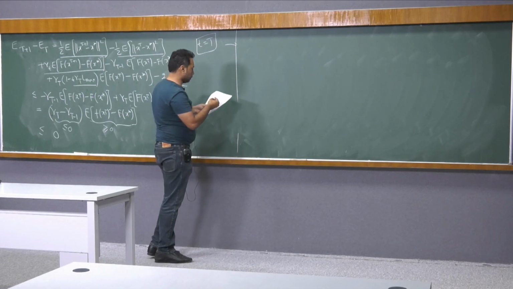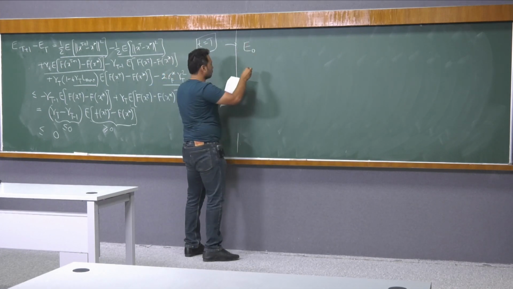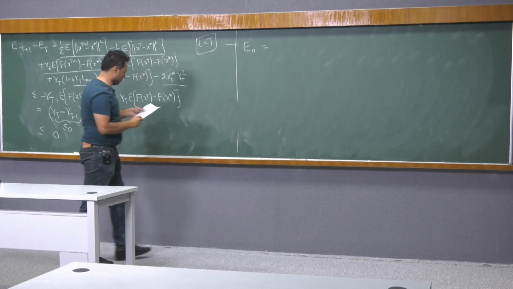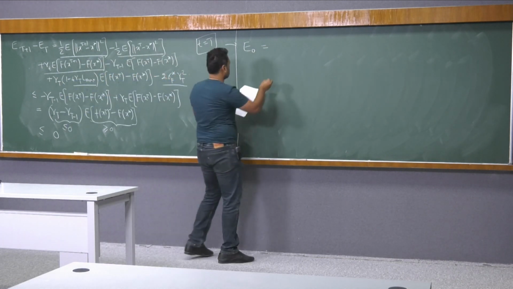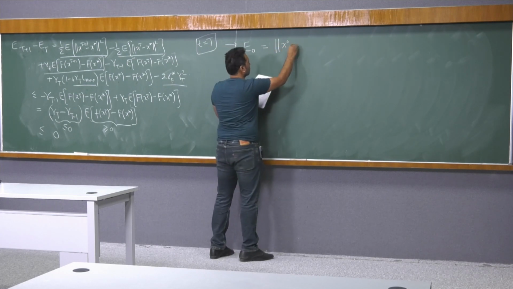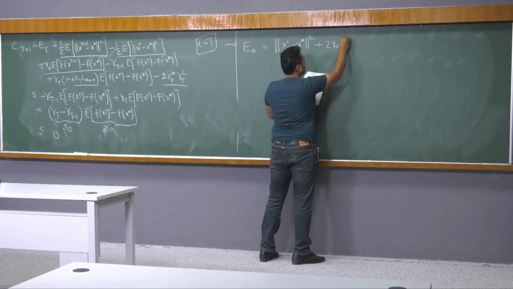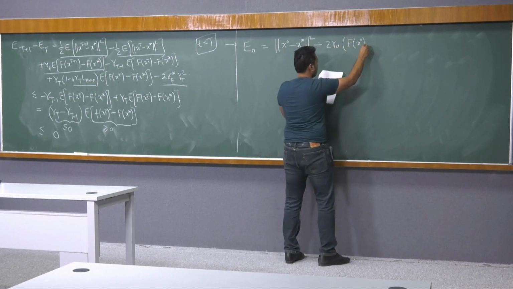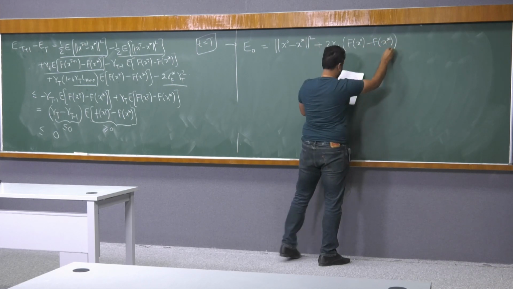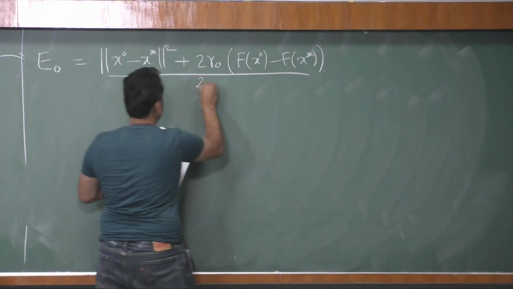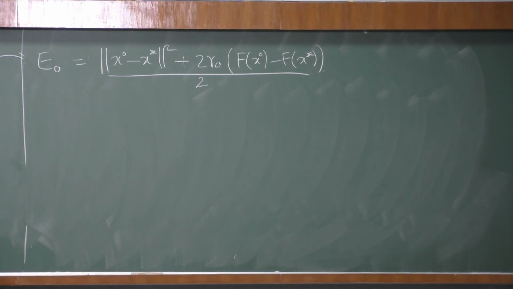Okay, so we can look at E0. So this is by definition of Et that we wrote. E0 is x0 minus x star squared plus 2 gamma naught fx0 minus fx star, and all this divided by 2. Okay, this comes directly from the definition of Et. Remember that in Et there were some terms, but since we are looking at the 0, those some terms will never show up. So we are left with this.